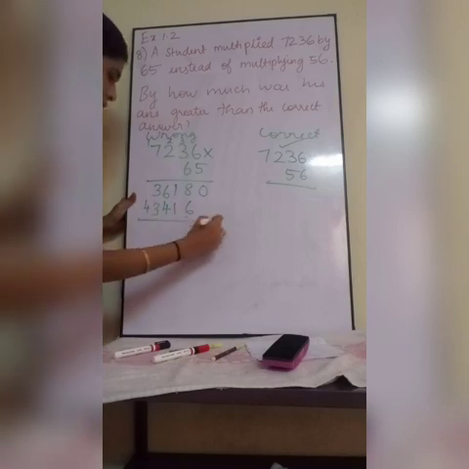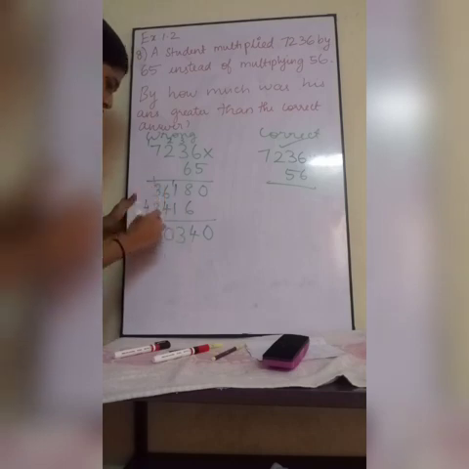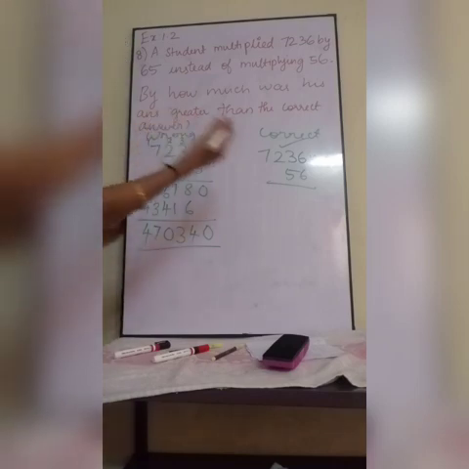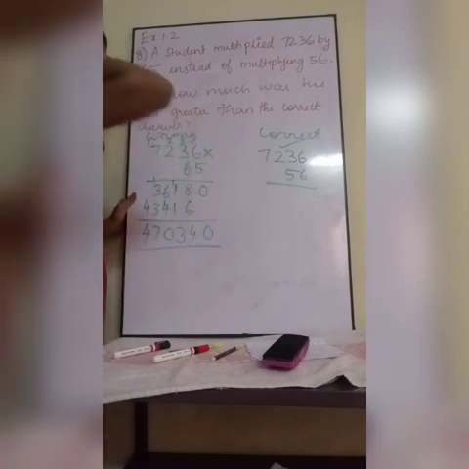So now I am going to add it. 0, 14, 1, 3, 10, 1, 7, 4. So this is my wrong answer. Next I am going to do the correct answer.